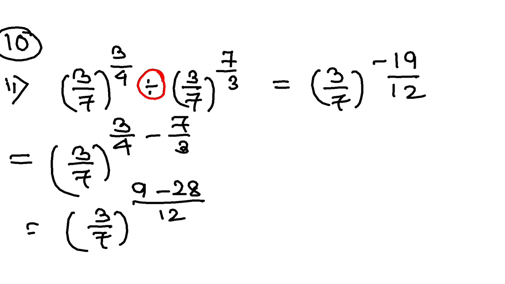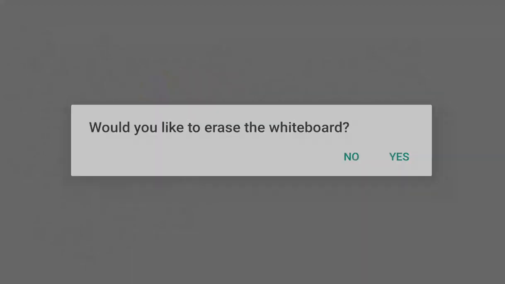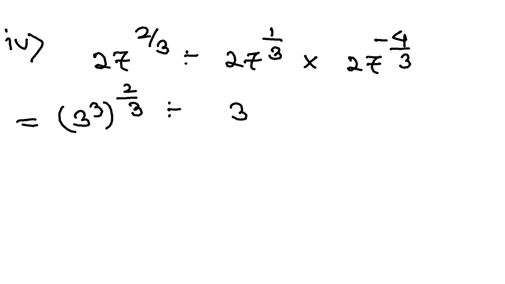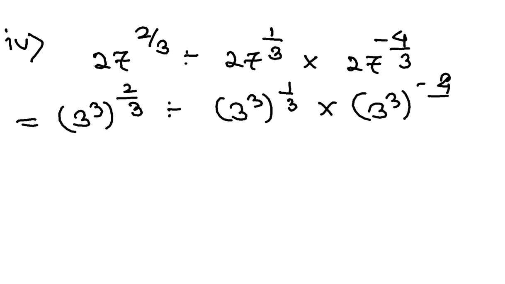So that is the answer only. Now let's go to question number 4. So the 10 4, 27 whole to the power 2 by 3 divided by 27 whole to the power 1 by 3 into 27 whole to the power minus 4 by 3. So 27 is obviously 3 cube whole to the power 2 by 3 divided by 3 cube whole to the power 1 by 3 into 3 cube whole to the power minus 4 by 3.